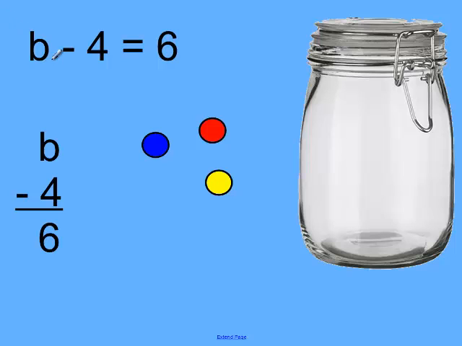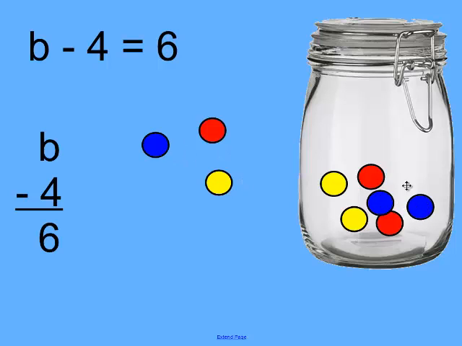This is b, take away 4, is equal to 6. Now if we look at it written vertically, b, which is an unknown number, it's our variable, we're going to take 4 out of the jar, and we should still have 6 left in the jar. So let's put 6 in the jar. 1, 2, 3, 4, 5, 6. Okay, there's 6 in the jar right now.